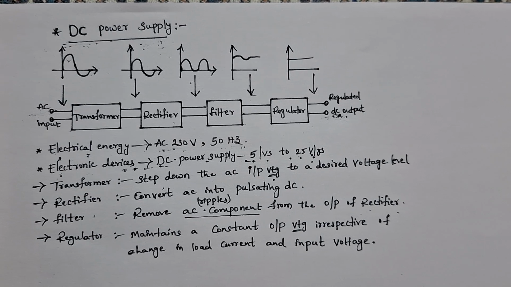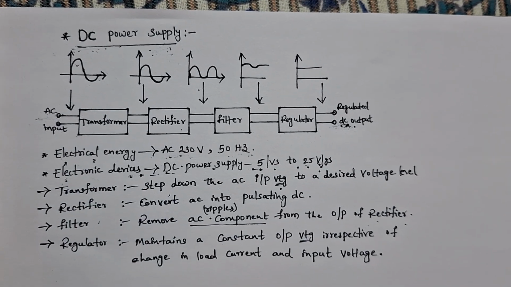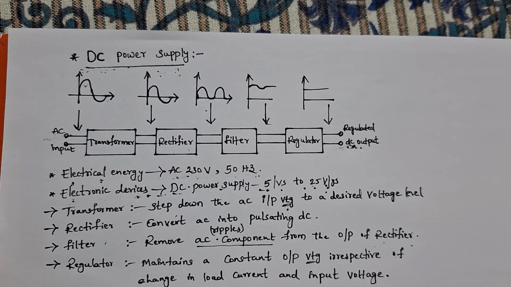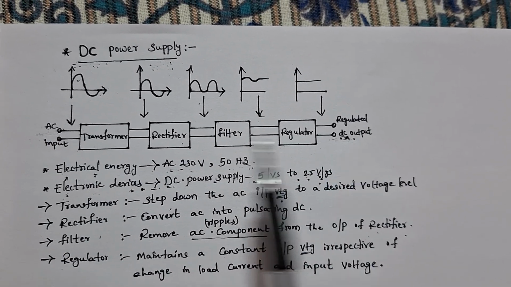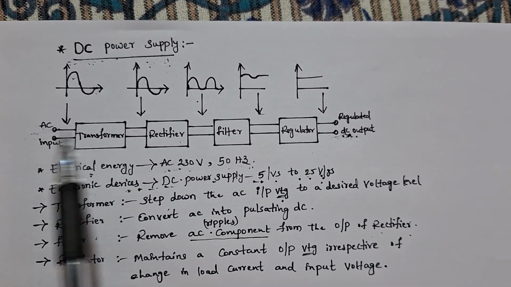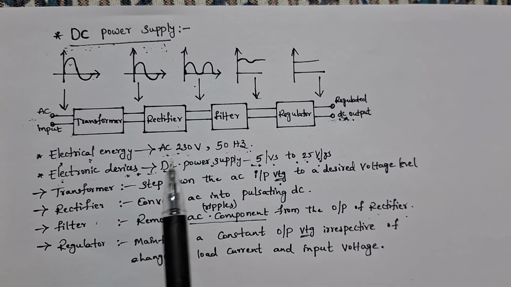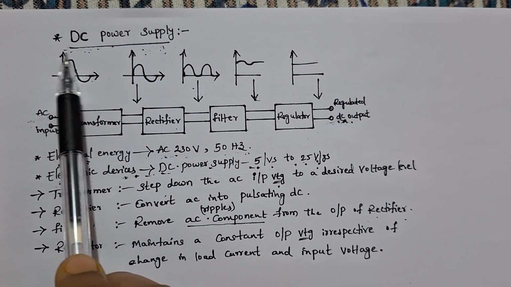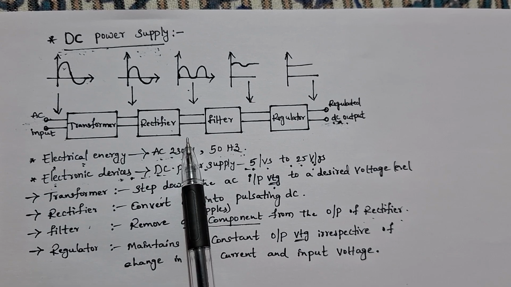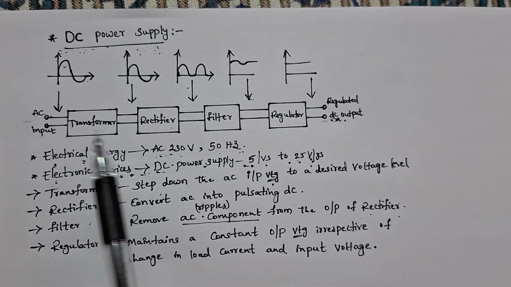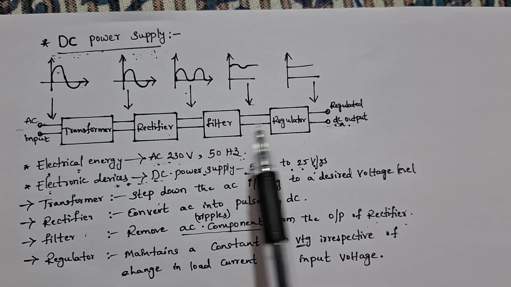In this lecture, we will discuss the topic of DC power supply. I think you know what AC and DC are. AC means alternating current and DC means direct current. Now we are discussing DC power supply. DC means direct current power supply. This is a complete DC power supply block diagram. These are the blocks: transformer, rectifier, filter and regulator.